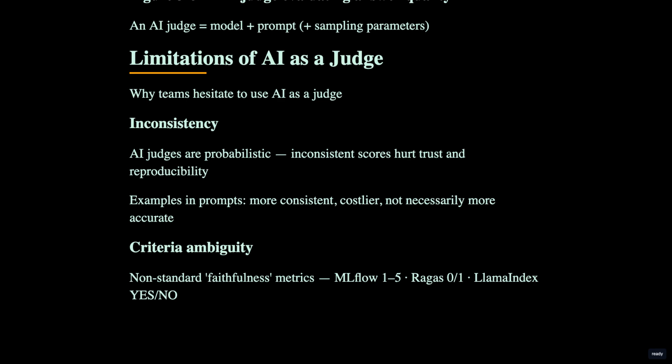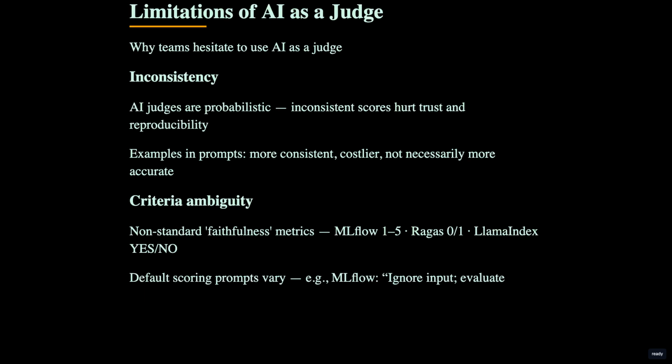For example, MLflow uses a 1 to 5 scale, ROUGE is binary, 0 or 1, and LLAMA-index expects yes/no. Treating these as equivalent can easily lead to misinterpretation or misuse. Evaluation tools often ship with very different default prompts, and those wording differences change what is actually scored. For example, MLflow's faithfulness instruction explicitly tells scorers to ignore the original input and judge only whether the provided output is factually consistent with the provided context, a framing that can produce systematically different scores than other tools.